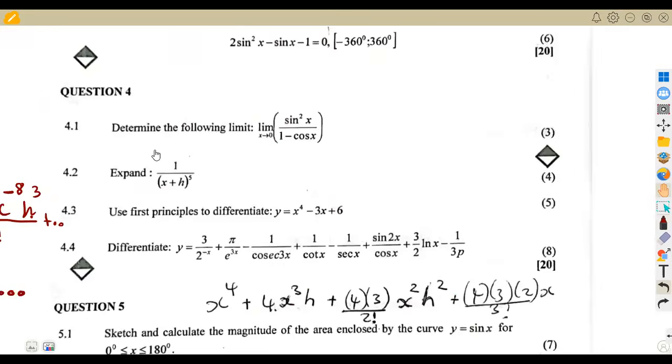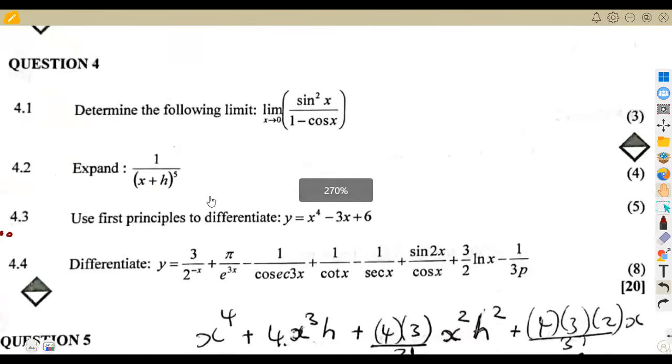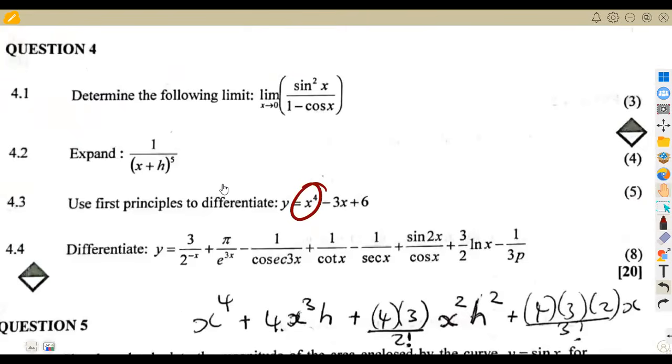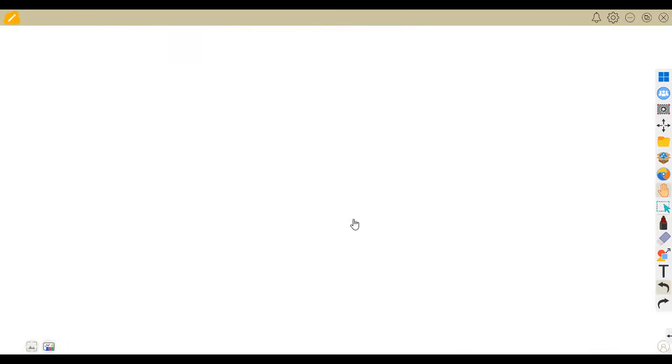Use the first principles to differentiate. This time they gave us to the exponent of 4, but it's not a surprise. Remember 2021, they gave us to the exponent of 5, so to me it wasn't even a surprise. Use the first principles to differentiate this, 5 marks, a little bit few. Okay, anyways, let's see 4.3.